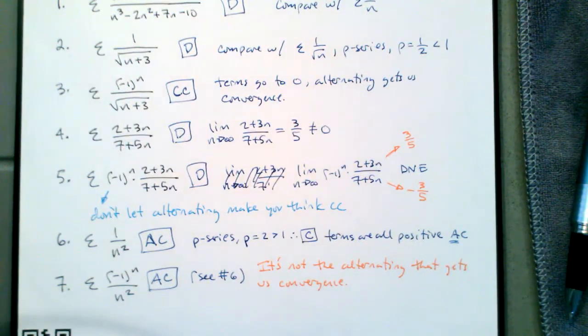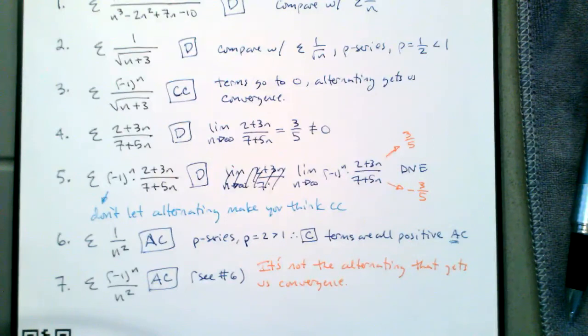We did need alternating to get us convergence when we were looking at 1 over the square root of n. 1 over the square root of n does not go to 0 fast enough. We needed the alternating to get us convergence. We do not need that for 1 over n squared. Any questions?